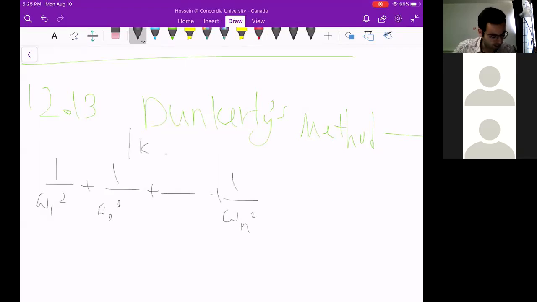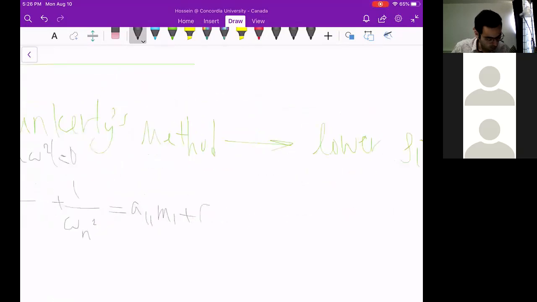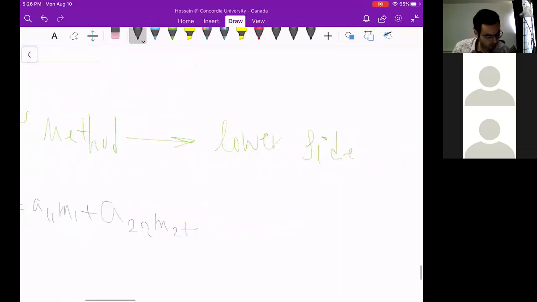plus the determinant of k minus m omega squared. And a is the inverse, the influence coefficient. It reaches this point: a11 m1 plus a22, the diagonal array, a22 m2 plus a33 m3 plus ... a_nn m_n.